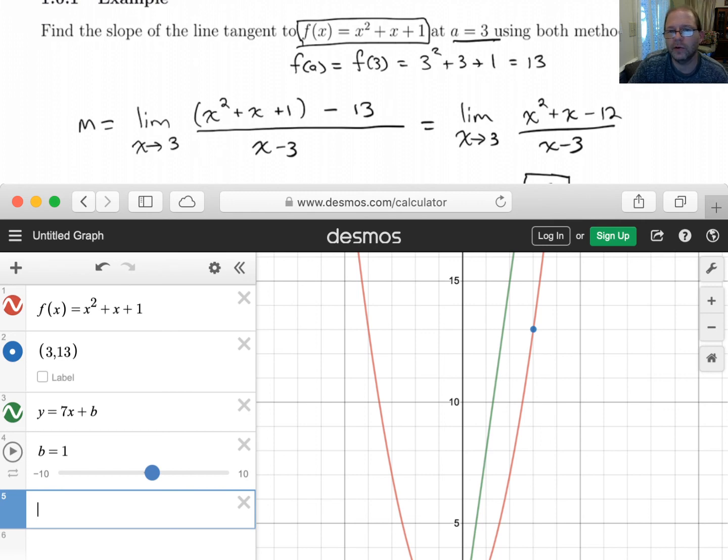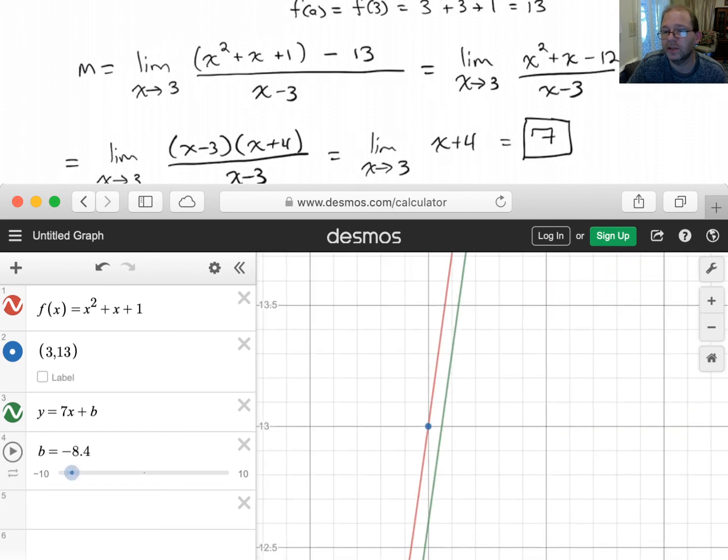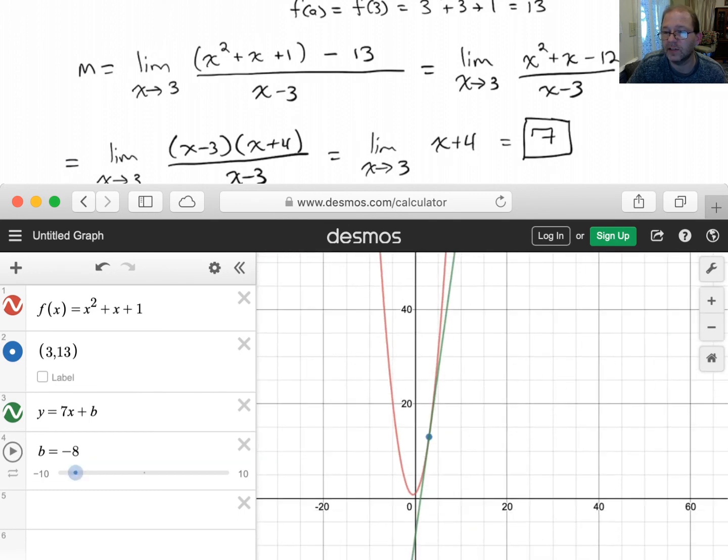Now, I'm not going to go through and try to find it. It wouldn't be that difficult, but it's not part of the problem, so let's not do it. But if I move this until it touches right there, this is the tangent line. Yeah, it looks like when b is -8, that's the tangent line.